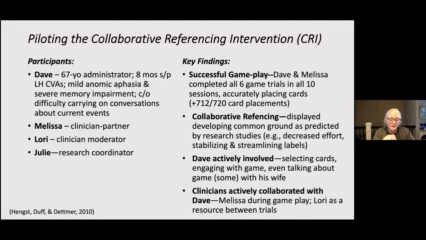As a pair, Dave and Melissa's game trials closely aligned with our earlier research findings. They displayed successful gameplay, completing all 6 game trials and all 10 sessions, and accurately placing cards. Successful collaborative referencing. In addition, Dave was actively involved throughout. And finally, and most important to us, the clinicians both actively collaborated with Dave around the game. Melissa as her game partner, and Lori as a resource between trials.